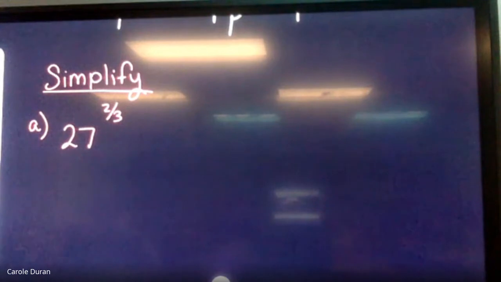So here I have 27 to the 2/3 power. You're not just going to put it into your calculator. You're going to show me the conversion, and that's how we're going to solve. You could check it using the calculator. That's fine, but it will come out the same.